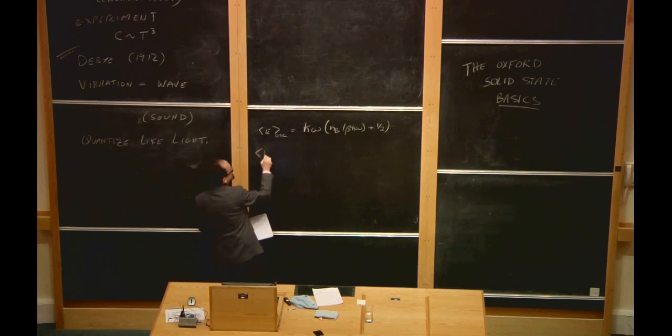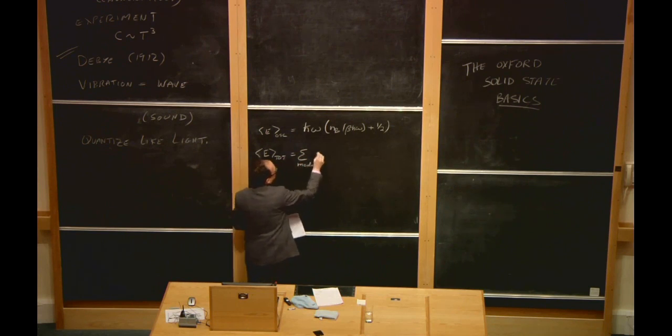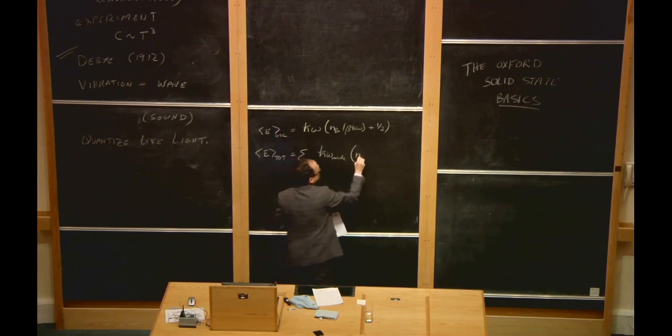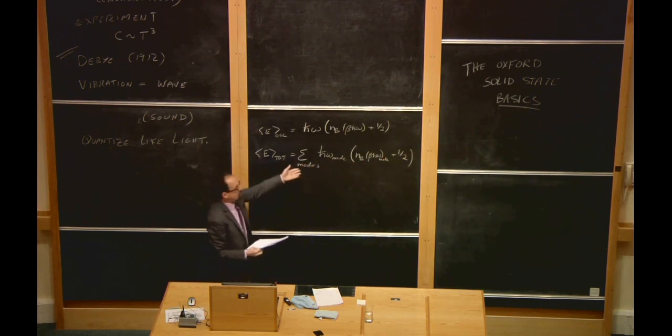So the total energy, E total, inside your box is the sum over all wave modes of h bar omega for that mode times the Bose factor of beta h bar omega for the mode, plus 1/2. And all you have to do is sum over all the modes in the box.